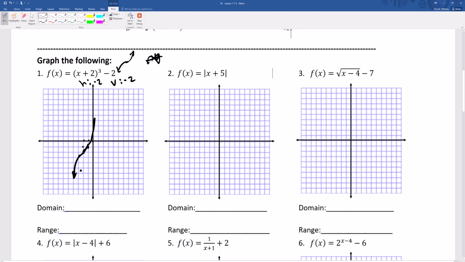So I'm going to get that shape. My domain, -infinity to +infinity. My range, -infinity to +infinity.